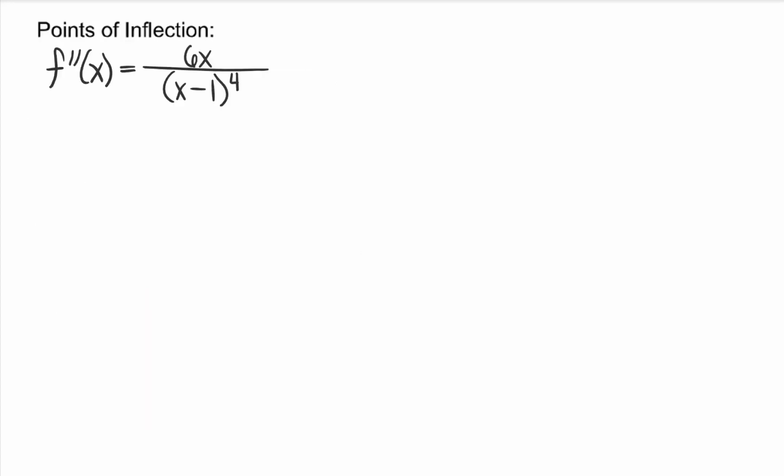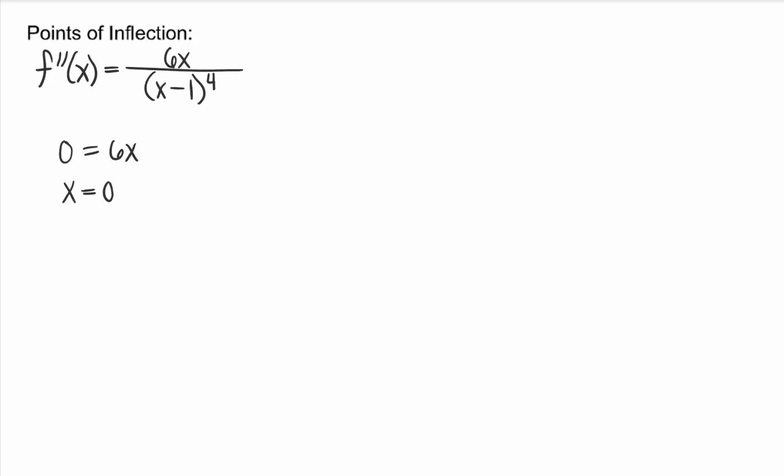For points of inflection, we look for where the second derivative is equal to 0 or where the second derivative is undefined. Here it's undefined at x equals 1, but we know that's already a vertical asymptote, so therefore cannot be a point of inflection. But where is it equal to 0? Wherever the numerator essentially is equal to 0. X equals 0, this is our only possible point of inflection.